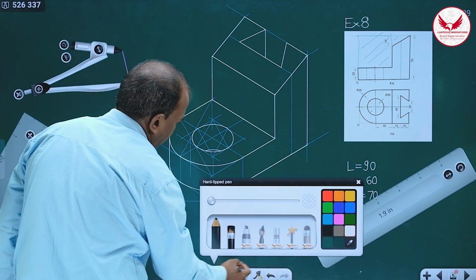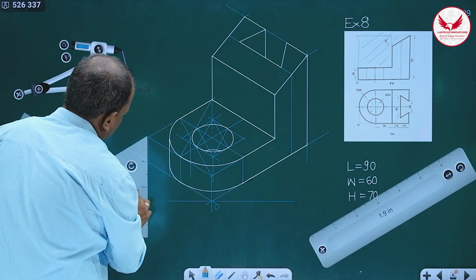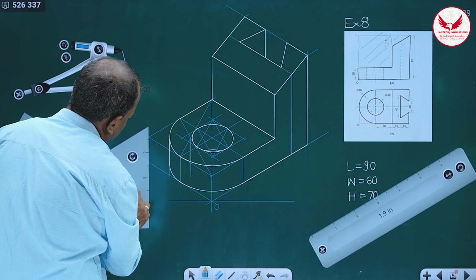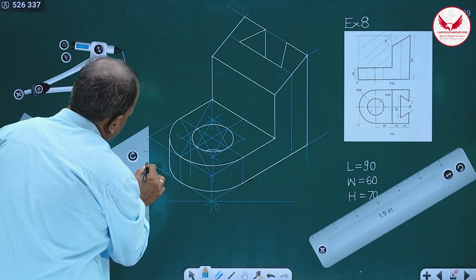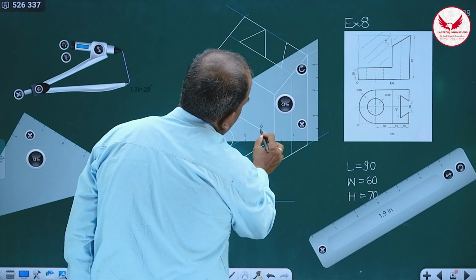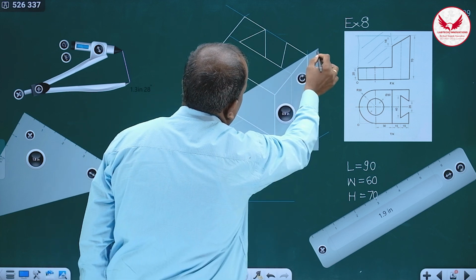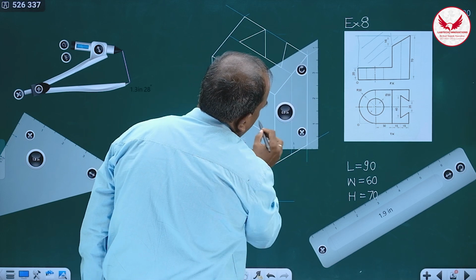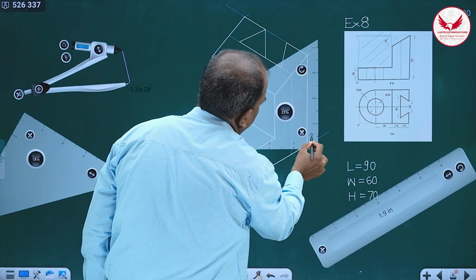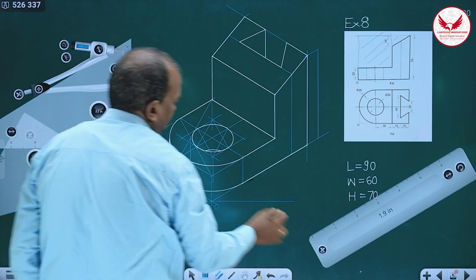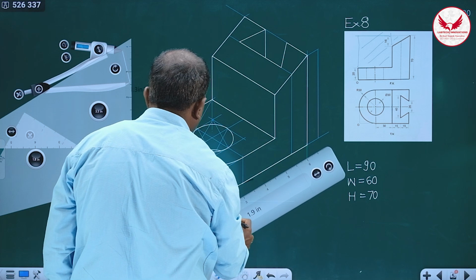And along with this, I always suggest, don't miss the dimensioning. For the isometric view, do not give complete dimensions. Instead of that, only overall dimensions are more than enough, so they will get the overall idea about the object, and that is what is expected in isometric. Detailed dimensioning is not required. Detailed dimensioning is a must in orthographic, not in isometric.